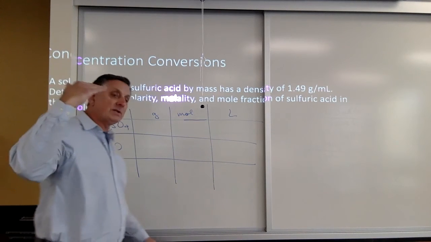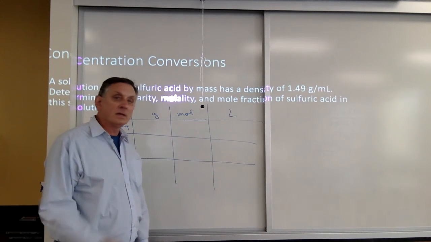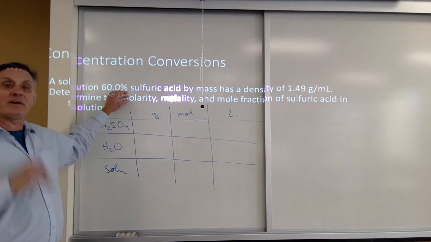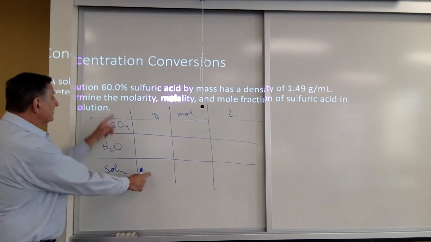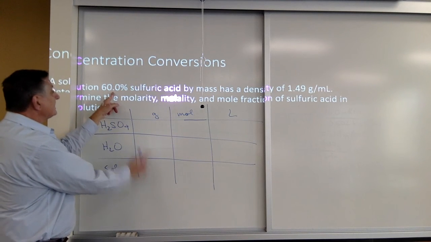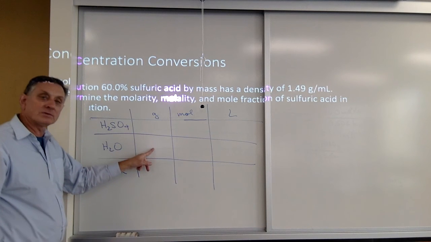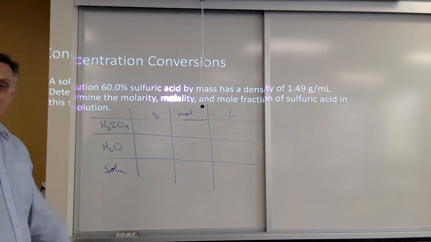But basically what we need to do is choose some quantity. We can choose any quantity. I could choose 100 grams, because if I have 100 grams of solution, then 60 of that 100 grams is H2SO4, and 40 of those grams are water. So that's one way we can start this.